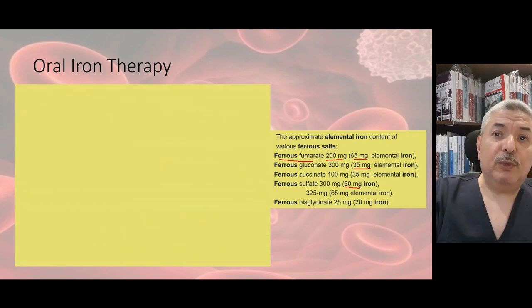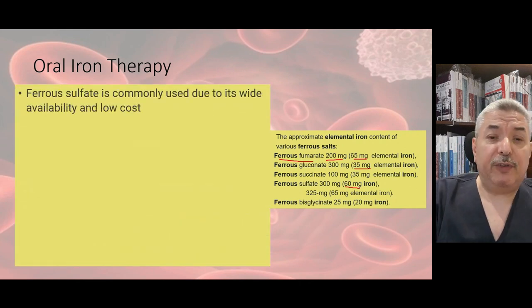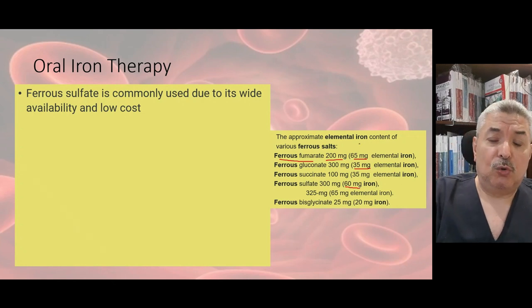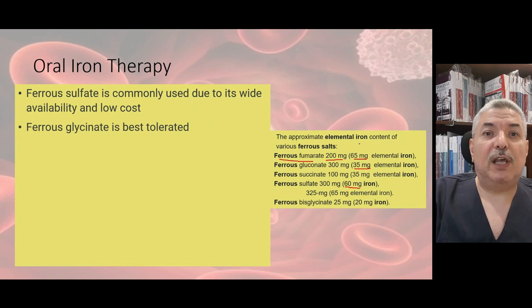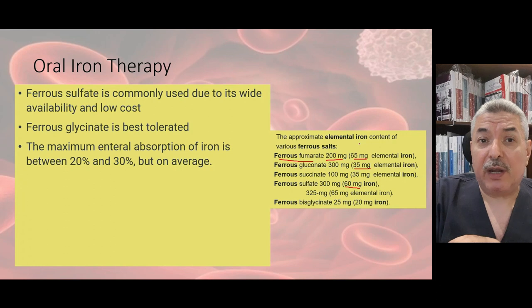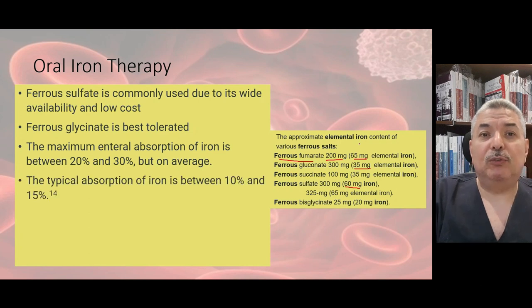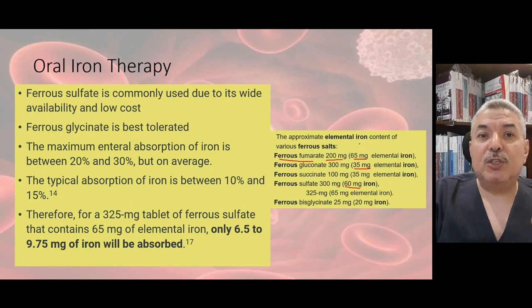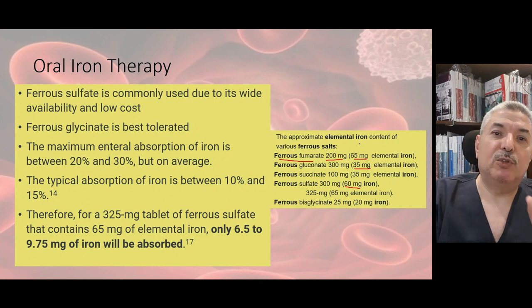Now, what is the difference between these salts? Well, ferrous sulfate is the commonly used one, because it's widely available and very low cost. But the best tolerated is ferrous glycinate. As for the maximal enteral absorption of this elemental iron, the patient will not absorb 60 milligrams. Maximum, she will absorb 20 to 30%. On average, she will absorb 10 to 15%. So out of this elemental iron, you just calculate that she will absorb 10 to 15%, which is 6.5 to 9.5 milligrams of this iron.